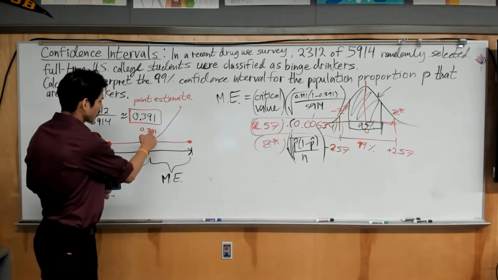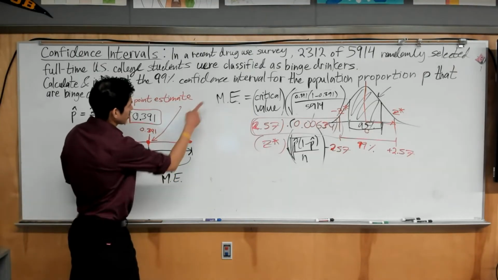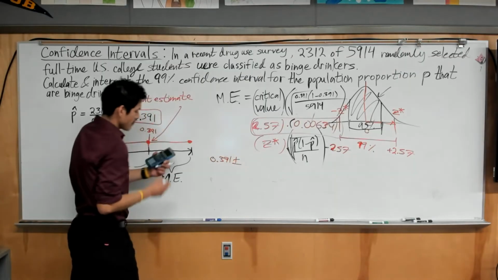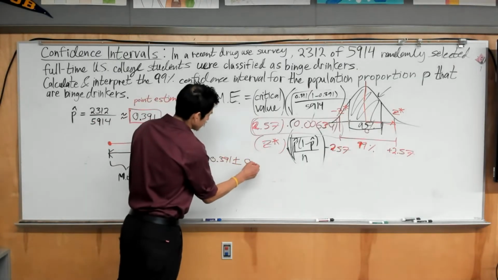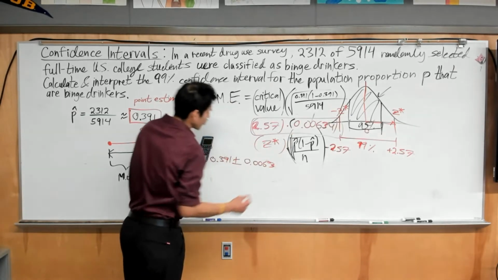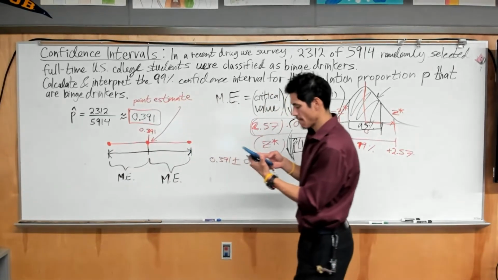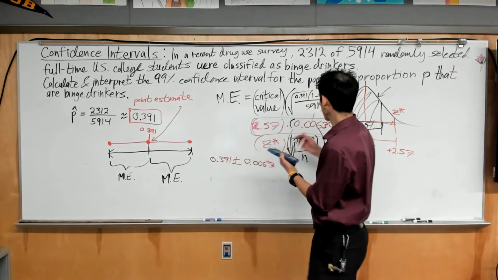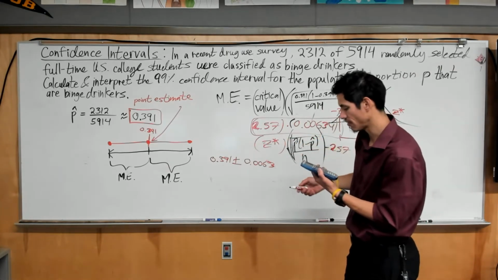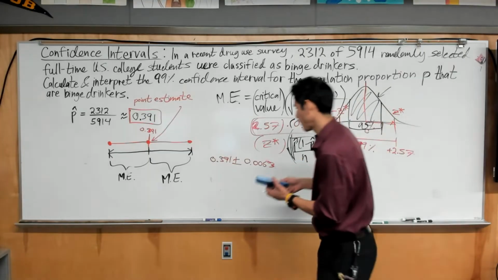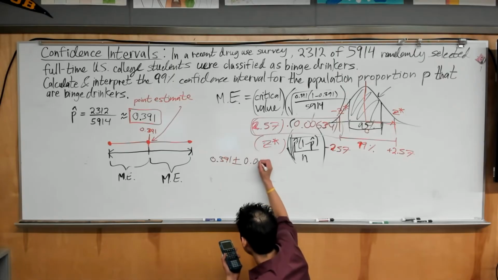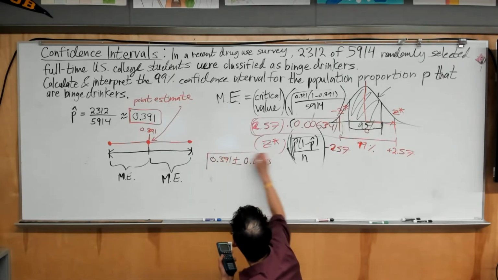So our confidence interval is going to be our point estimate plus or minus that. So we'll have 0.391 plus or minus 0.00634-ish, this number. Or no, sorry, that times 2.57. So this number, 0.00634 times 2.57, will be 0.016, about 1.6%. Gotta get down low, 0.0163. This is our margin of error.